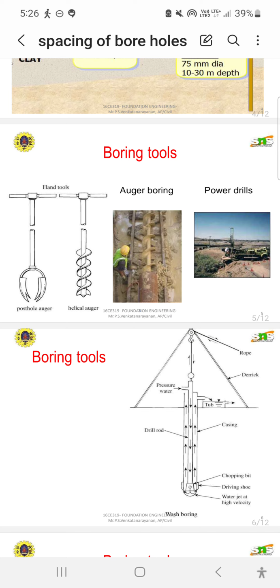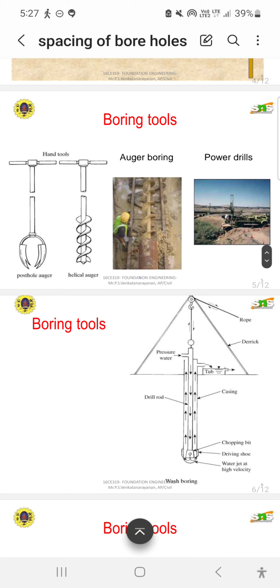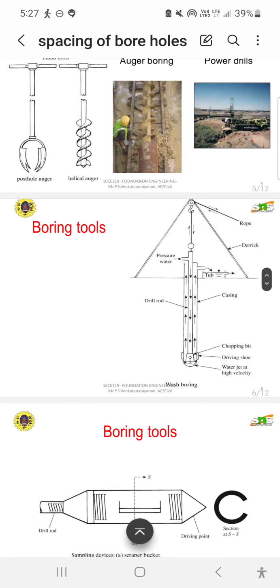These are helically, spirally shaped with a sharp blade. The post hole auger has sharp edges at the end of the tool to excavate to the depth of the foundation using hand tools. These are the pictures you have seen about auger boring. These are the helical augers. In this picture the helical auger is given, and these are the power drills.